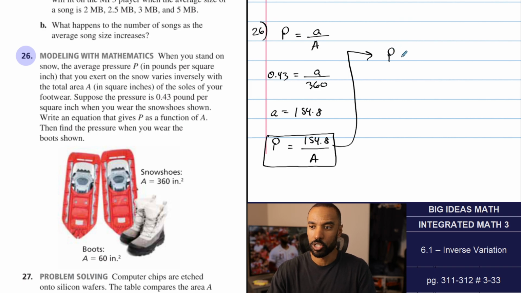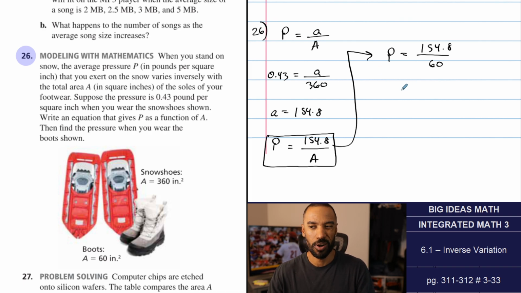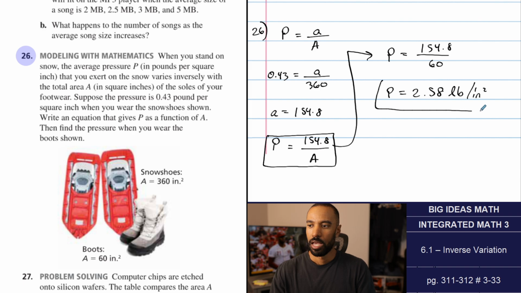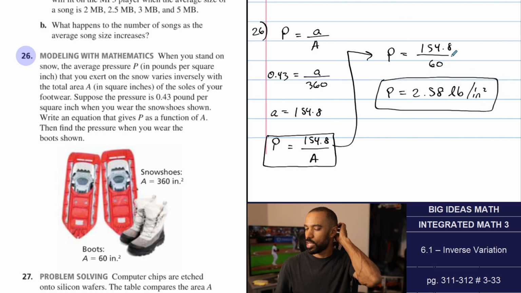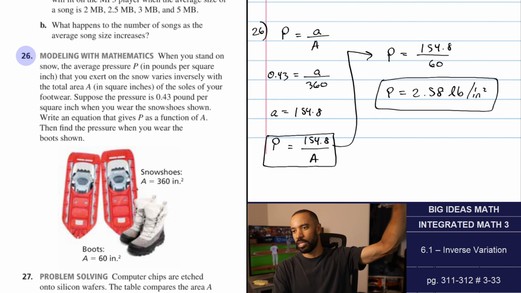So what is the pressure here for boots when you divide by 60? So let's try that. 154.8 over 60. And I'm getting 2.58 pounds per square inch. That's how that works, pounds per square inch. Pressure is, and this is exact, 2.58 pounds per square inch. And I'm trying to make sense of that. When you stand, the answer is done.